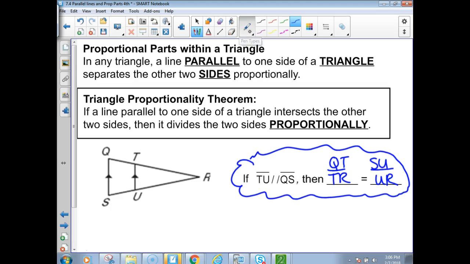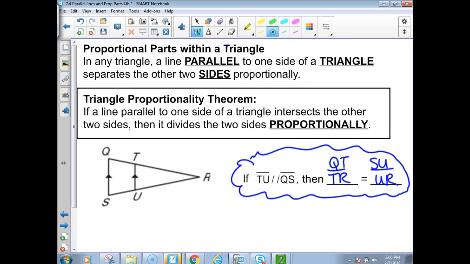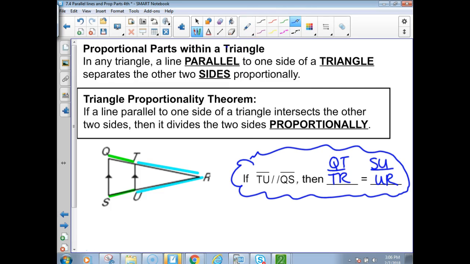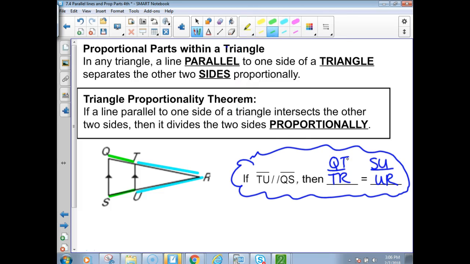These parts are proportional. If you like color or you use highlighters, then I would highlight those two the same color, and these, TR and UR, the same color. Okay, and then I should color my statement here. The Q and the T, the S and the U, those were on the top, and then on the bottom were these.